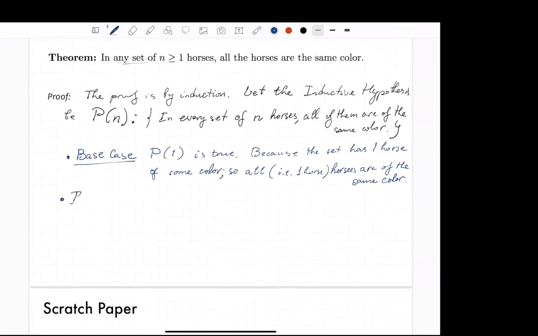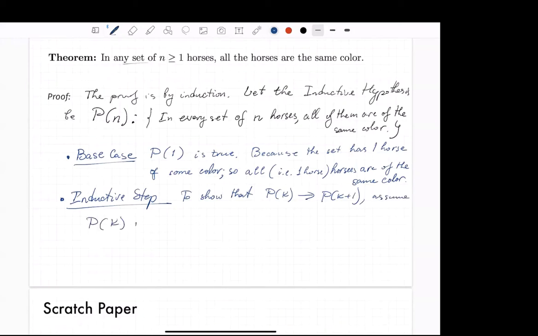Now, inductive step. The inductive step tells me to check that P of K implies P of K plus 1. So to show that P of K implies P of K plus 1, assume that P of K is true.